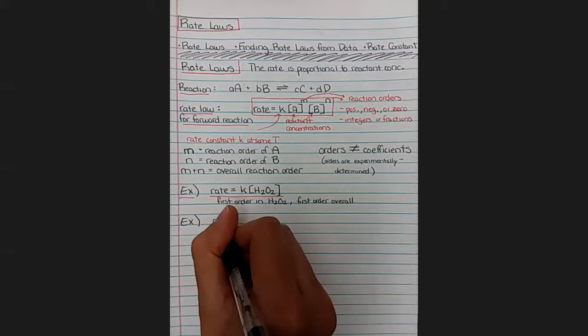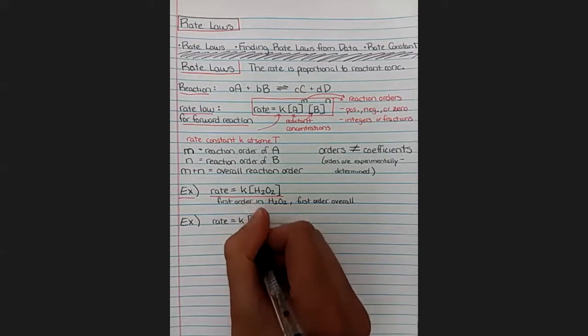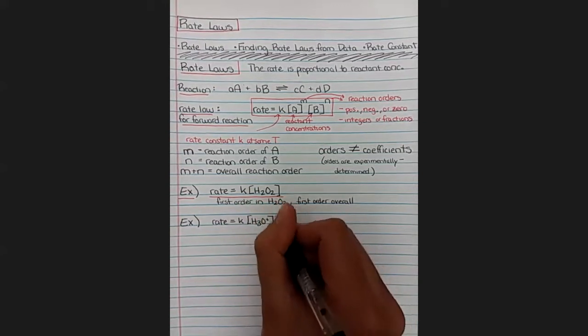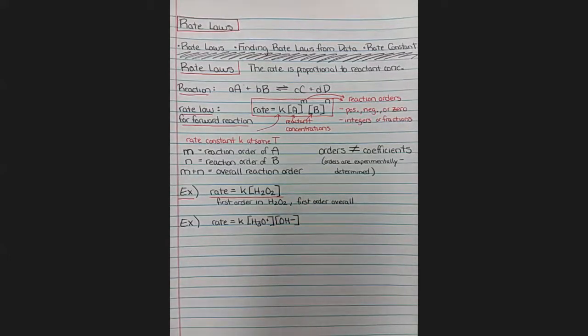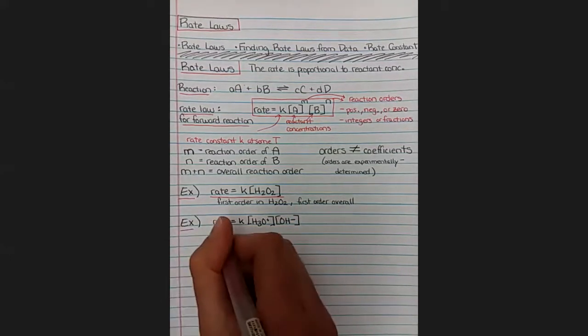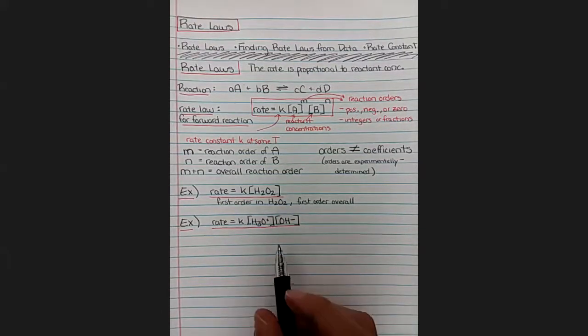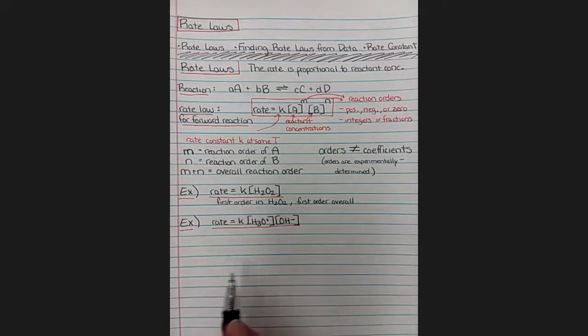Let's do another one with a few more things in it. This one is rate equals rate constant, some other rate constant, times hydronium concentration times hydroxide concentration. So this could be the rate law for some sort of a strong acid, strong base reaction. And so we can describe the order of each of the different reactants as well as the overall order.